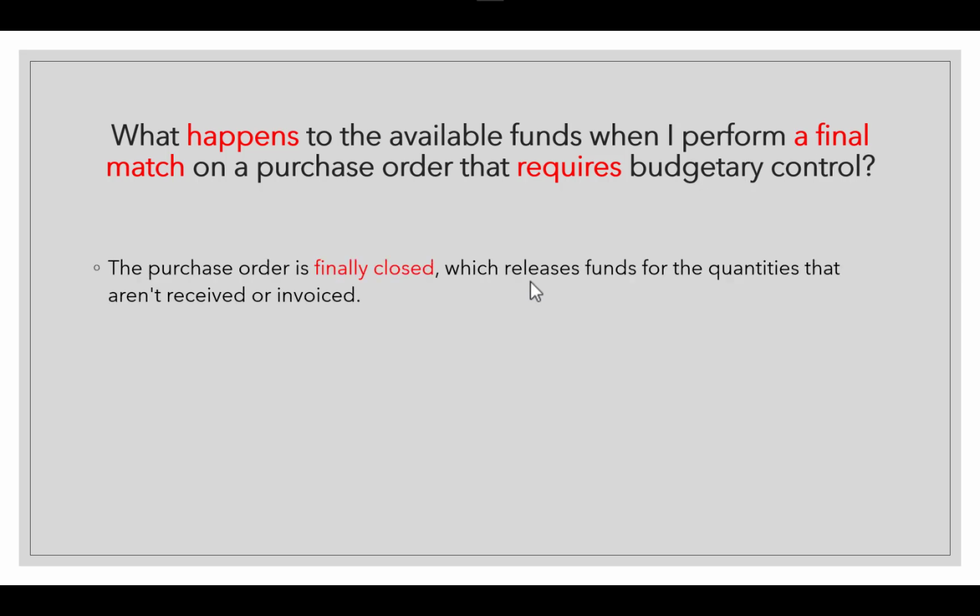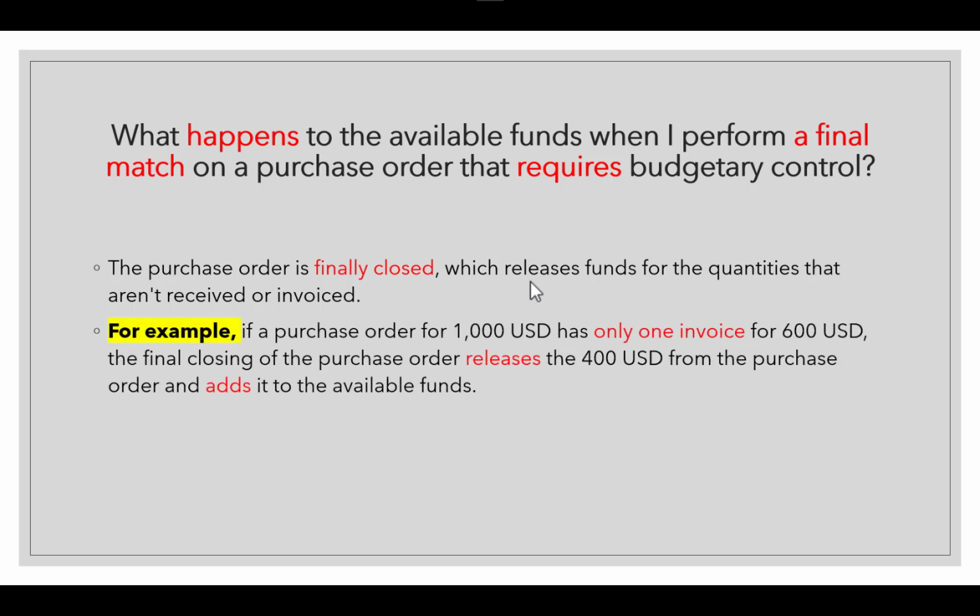The purchase order is finally closed, which releases funds for the quantities that aren't received or invoiced. For example, if a purchase order of 1000 USD has only one invoice for 600 USD, the final closing of the purchase order releases the 400. 400 is the net between 1000 and 600 from the purchase order, and it is added to the available funds.